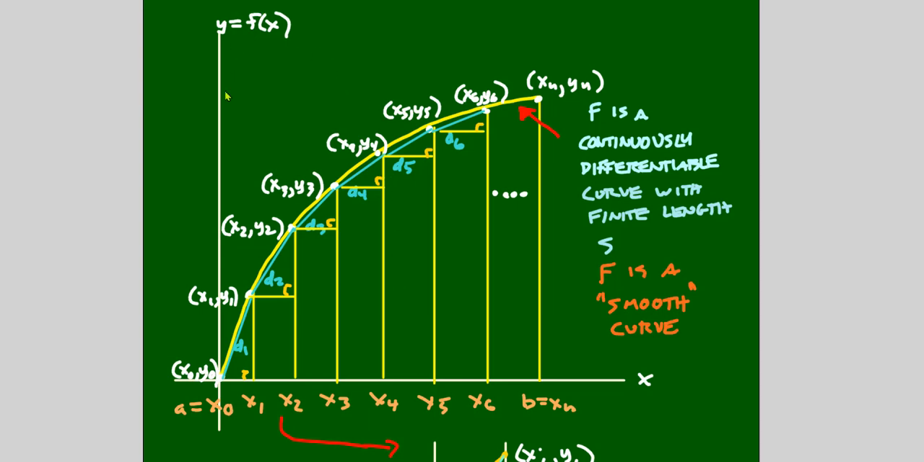So what I've done here is I've broken this curve up into little sections, from x sub 0 to x sub 1, x sub 1 to x sub 2, etc. And I've drawn little line segments between points on the curve, like so: d sub 1, d sub 2, d sub 3, d meaning distance. And I could do this forever, that's what these dots mean. So I go from x sub 0, y sub 0 to x sub n, y sub n.